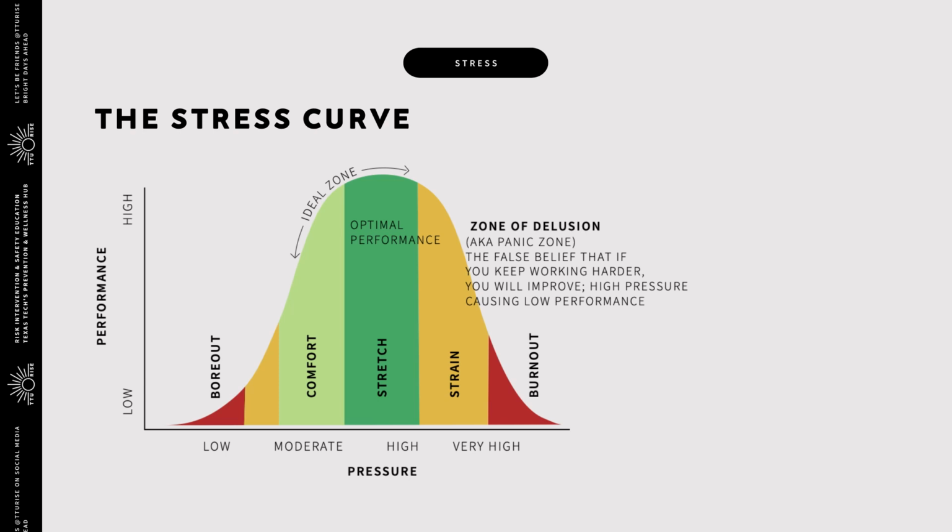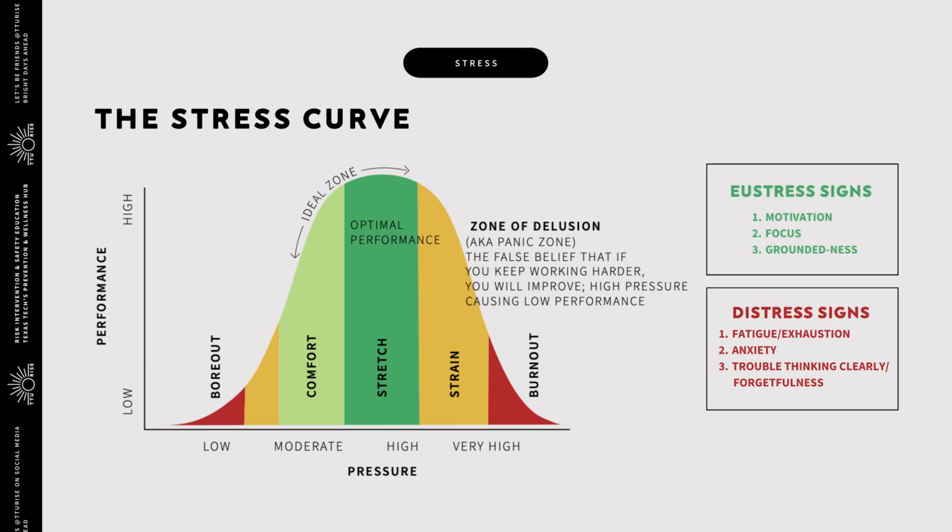Then we do want to mention this zone of delusion, which is going to be way over here with the yellow strain and the red burnout areas. This zone of delusion, otherwise known as the panic zone, is the false belief that if you keep working harder, you will improve. Essentially, if you push that pressure and continue trying to make your performance higher and higher without reducing any of the pressure, then that's actually going to do the opposite and affect your performance and pull it to the lower end. And that's where you can get to that burnout area and really begin struggling.